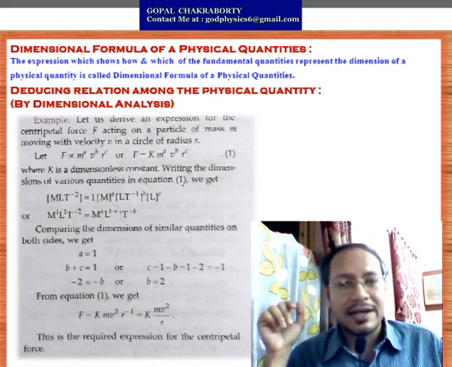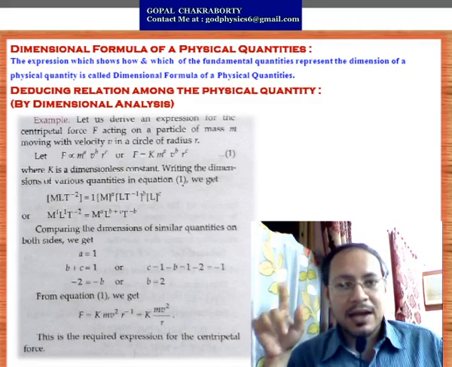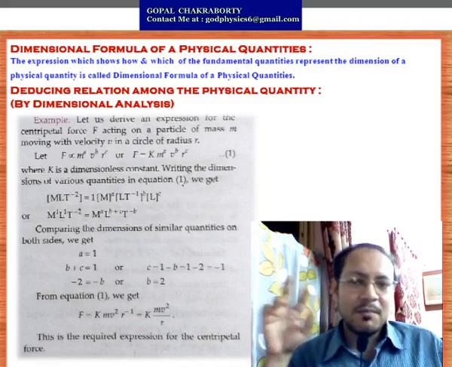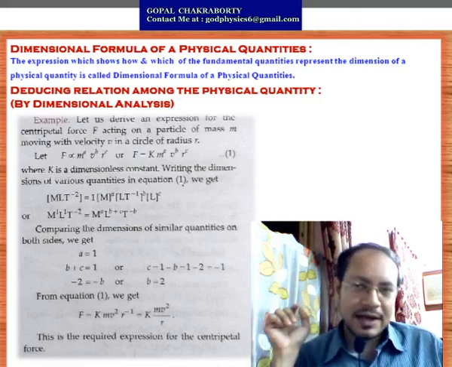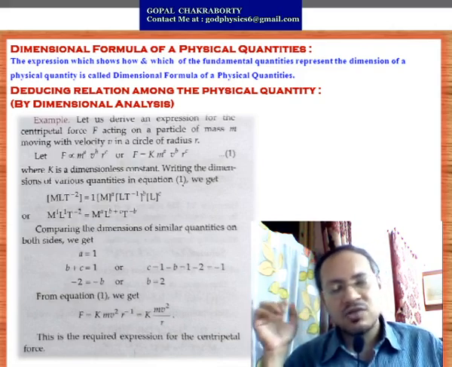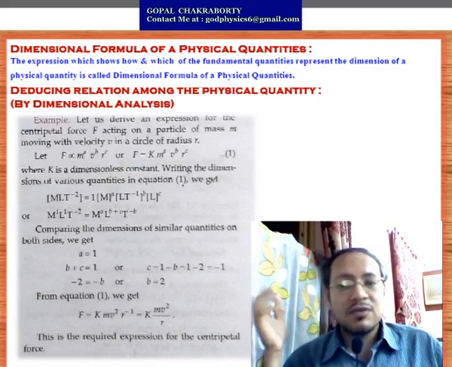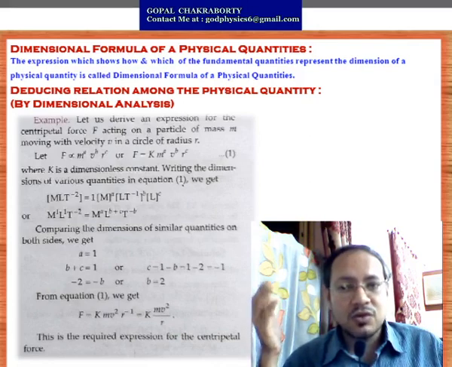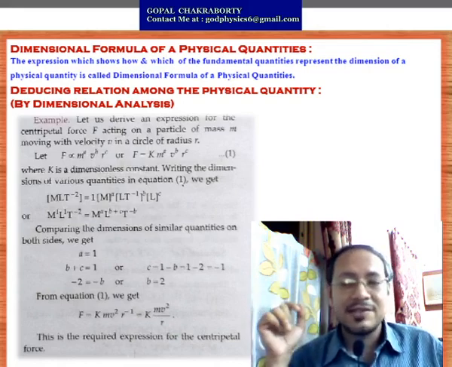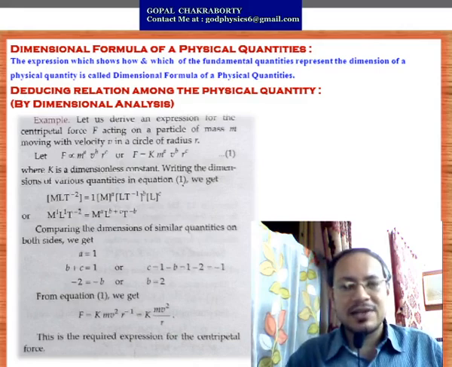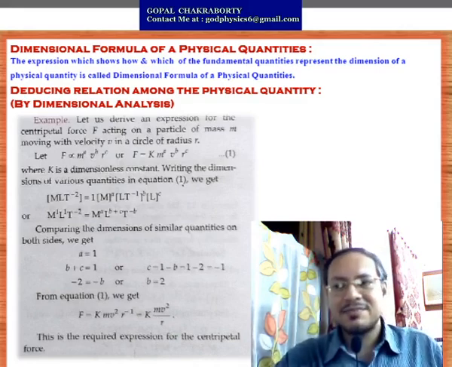So if you combine, you will get on the left hand side M^1 L^1 T^-2, that equals M^a L^(b+c) T^-b. Now if you compare the powers of M, L and T from both sides, you will get a equals 1, b plus c equals 1, and -2 equals -b, that means b equals 2. So calculating, you can easily find a equals 1, b equals 2, and c equals -1. So if you substitute the powers in the first expression, you will get F equals k m v square by r. So this is the relation between centripetal force and the other quantities.